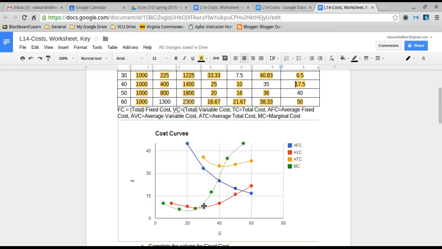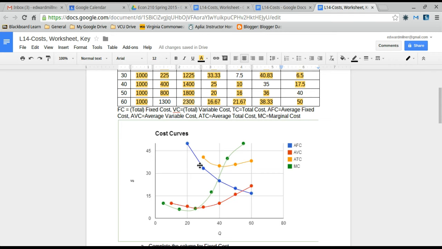When we get to a quantity of 40, average variable cost starts to rise. There's 40 and 10. And then we get 50 and a little higher, 50 and 16. And finally, we get 60 and 21.67. So the average variable cost curve is a U-shaped curve. It hits its minimum somewhere around 20, 25 or something like that.